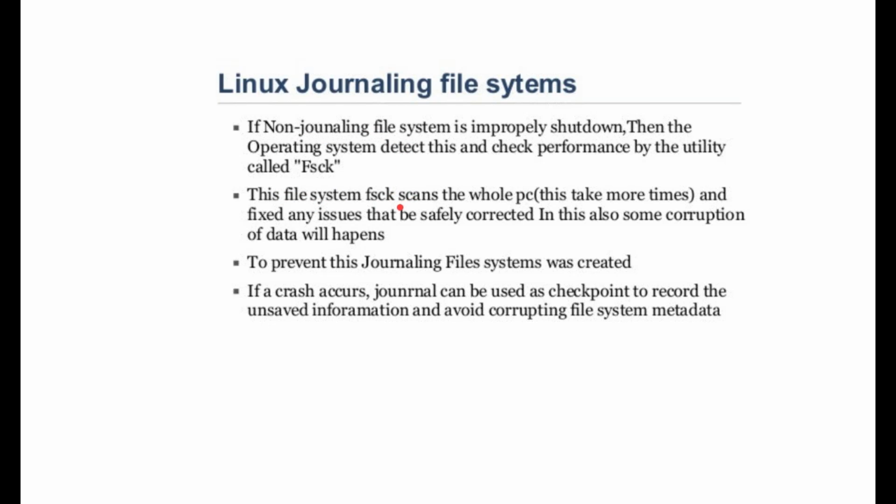This file system check scans the whole disk. It takes more time and fixes any issue that can be safely corrected. In this time, some corruption of data can happen. It will scan the whole system and do the rectification for you, but maybe it can corrupt your data or maybe it is not able to sort out your problems. So it is better to do journaling rather than FSCK. To prevent this, the journaling file system was created. FSCK is one option, a manual utility tool to repair the system, but journaling is far better than FSCK.